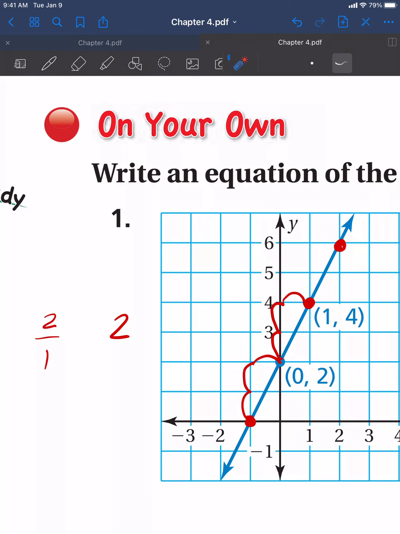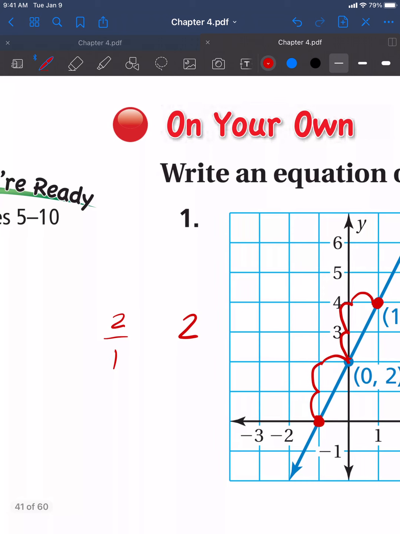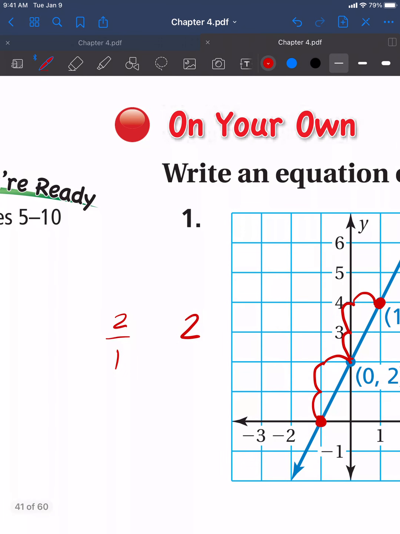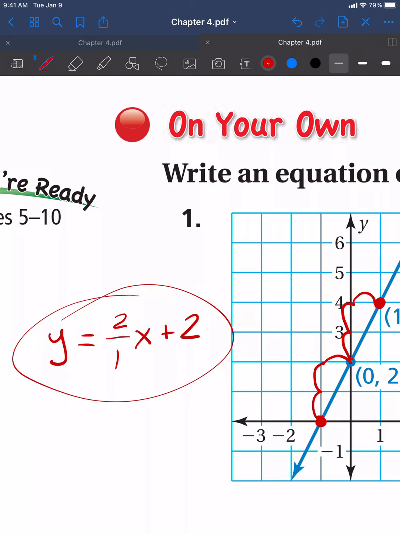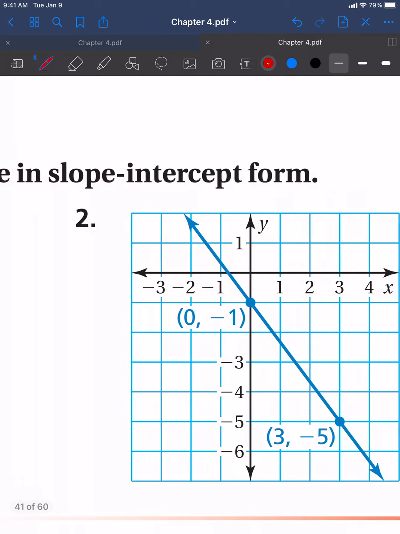Now, I'm not done. That does not look like an equation. What good stuff am I missing? An equal sign. Okay, so I need an equal sign. I need a y. I need an x and a plus. Do I have an equation? I sure do. How you guys feeling about this? Doing okay? Okay, let's do number 2.